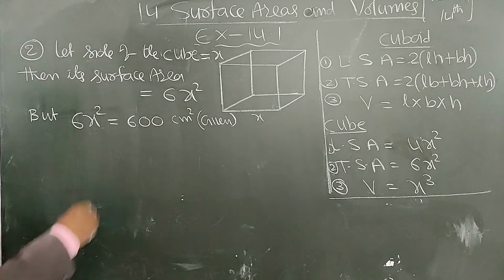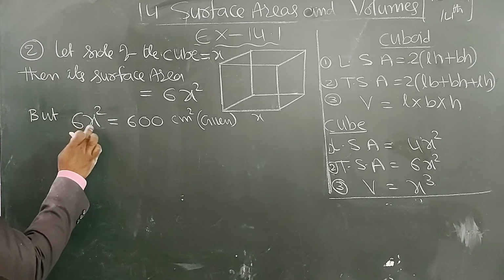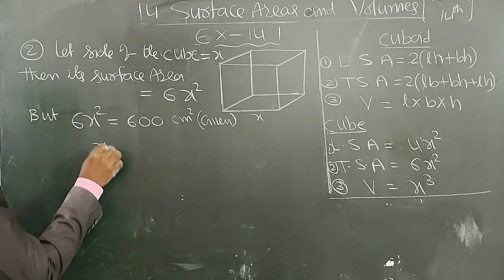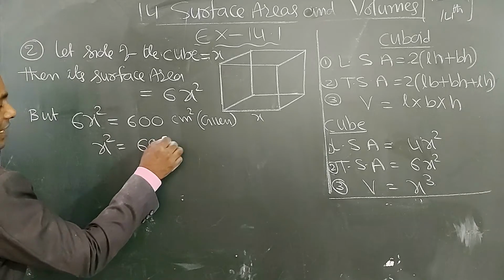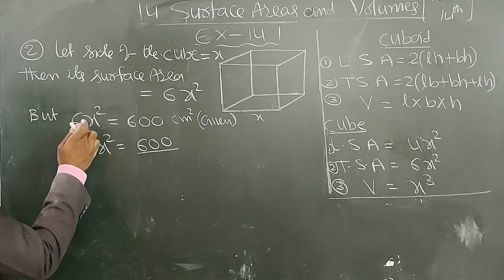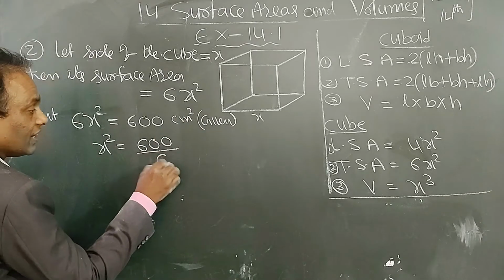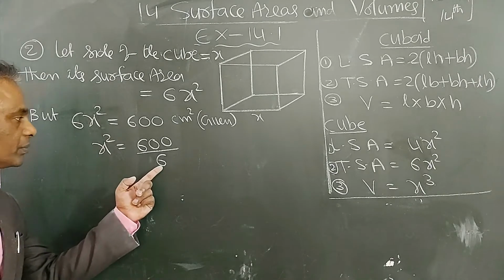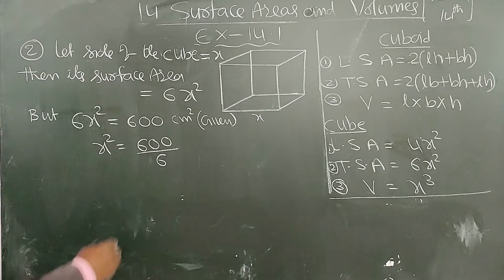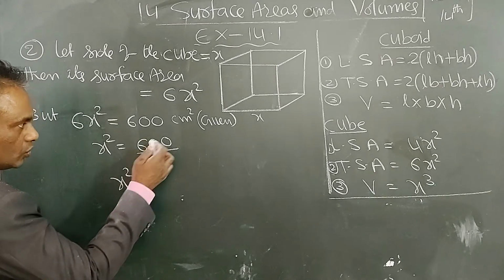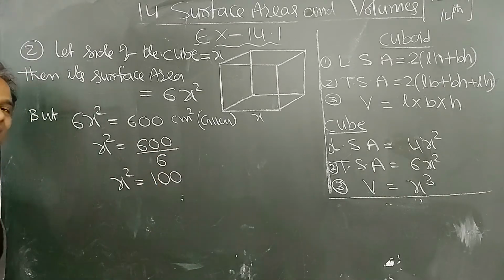See here, how to solve this equation to find the x value. We have to remove this 6. If you take 6 to the right side, x square is equal to 600 by 6. It is multiplication, 6 into x square, so it will become division. The factor will go into the denominator. So x square is equal to 6 ones are 6, two zeros, 100. x square is equal to 100.